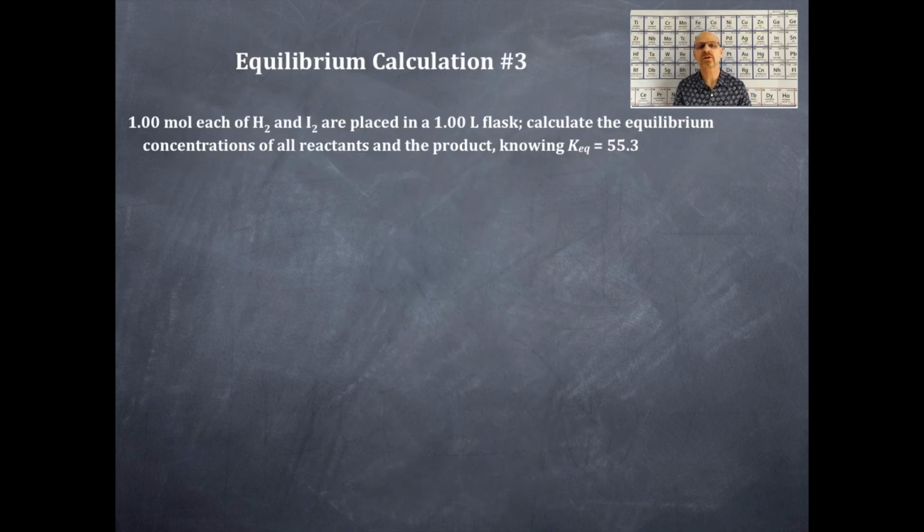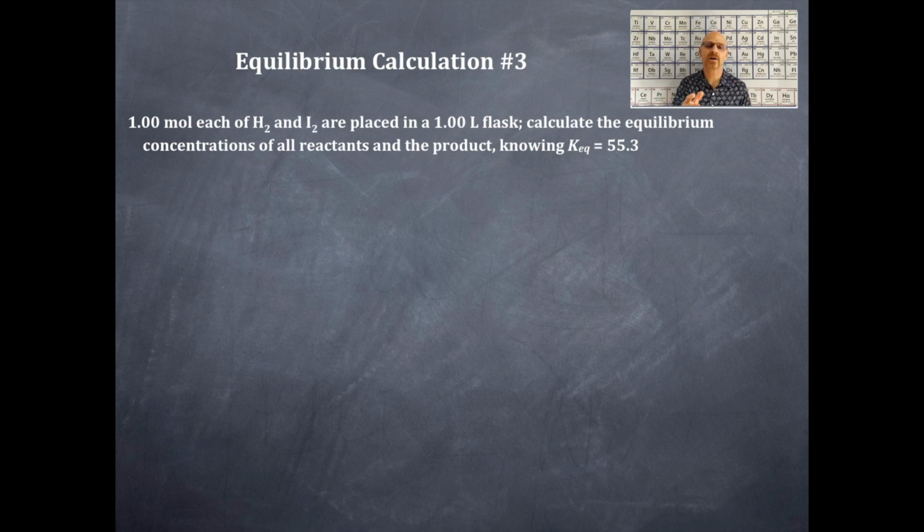So today we are talking about equilibrium calculation number 3. Okay, so we have 1 mole of each hydrogen and iodine. They're placed in a 1 liter flask. We're going to calculate the equilibrium concentrations of all reactants, that's the hydrogen and the iodine, and the product, that's the hydrogen iodide, knowing the Keq value of 55.3.